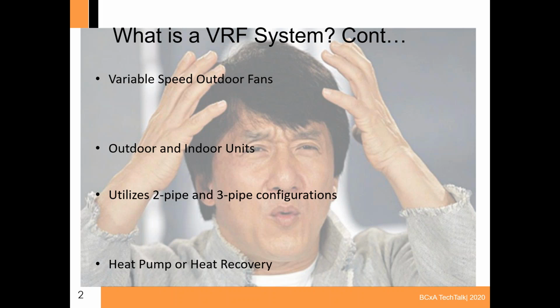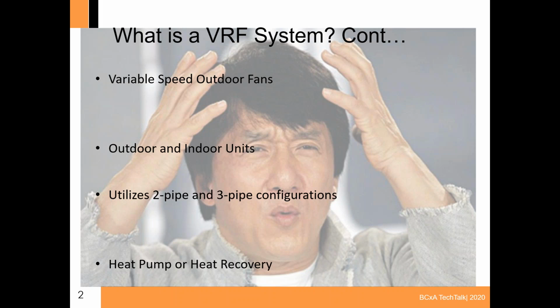Outdoor and indoor units. Due to the fact that these units are heat pumps, we have to change what we call the outdoor unit. I still mistakenly refer to it from time to time as a condensing unit, which is technically wrong since it can be both an evaporator and a condenser. These systems utilize 2-pipe and 3-pipe configurations, which we'll discuss in the next slide. And they can either be just a straight heat pump or heat recovery.